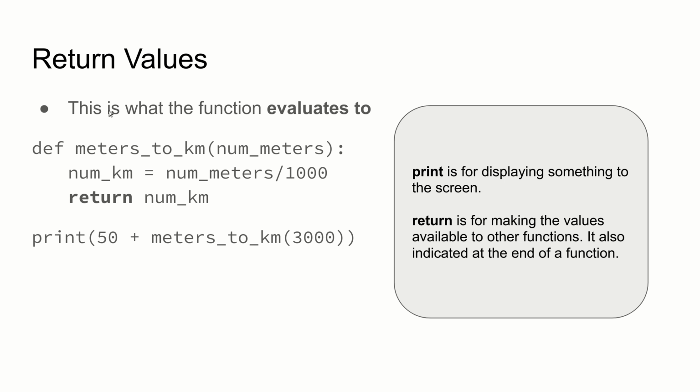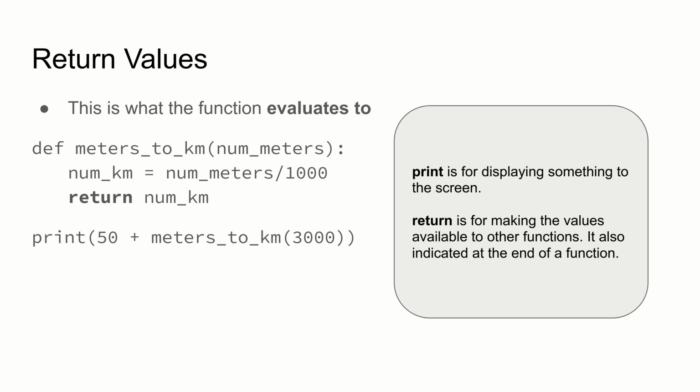Another way to phrase this is that the return value is what the function evaluates to. This may be familiar in a mathematical sense, such as when you have a function f of x and you provide 5 for x, then you get some result. f of 5 evaluates to some particular number as a result.